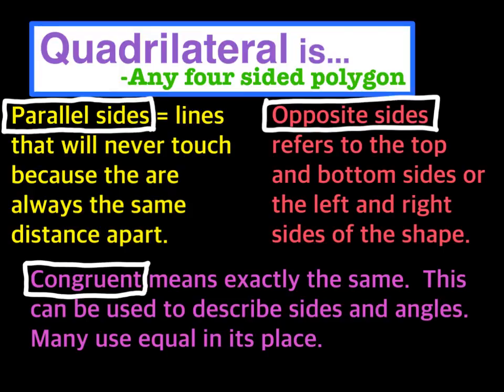And our last term that we'll be using is congruent, which means exactly the same. Now this can be used to describe sides and angles, and a lot of times people will use equal in its place, so they'll say equal length sides or equal angles.